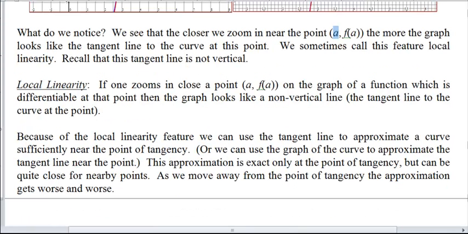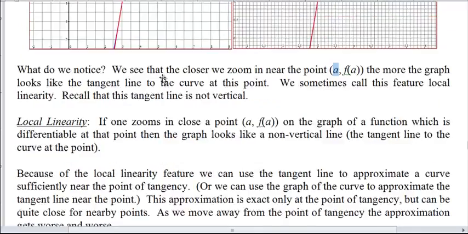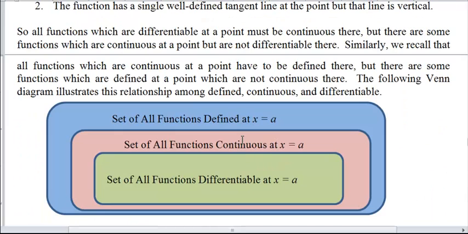Okay, so bottom line, what did we learn in this video? We learned that differentiability implies continuity, which implies the function exists at that point. So we have all functions, and there are special ones that are defined at a particular point. Within that, there's a more special class that are continuous at that point. Within that, there's a more special class that are differentiable at that point. So for the derivative to exist at the point, the function must be defined there and it must be continuous there, but that's not enough. It needs a little bit more.